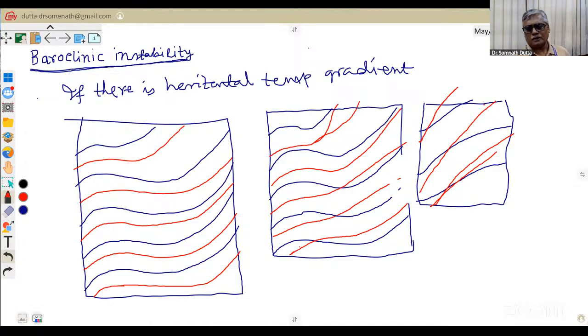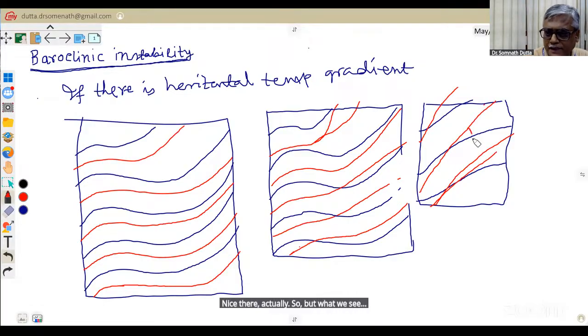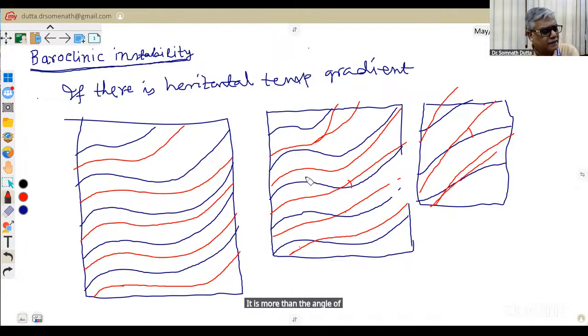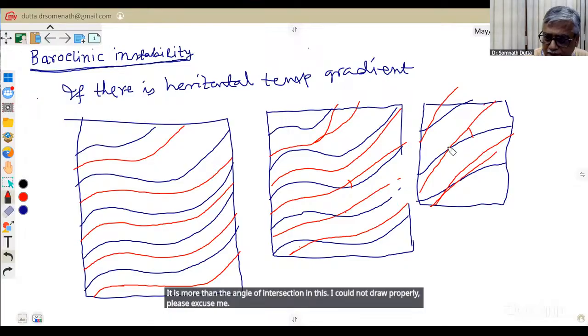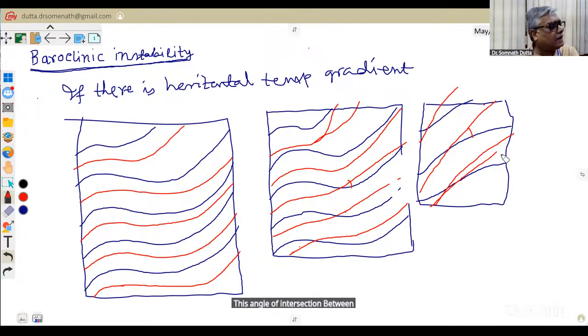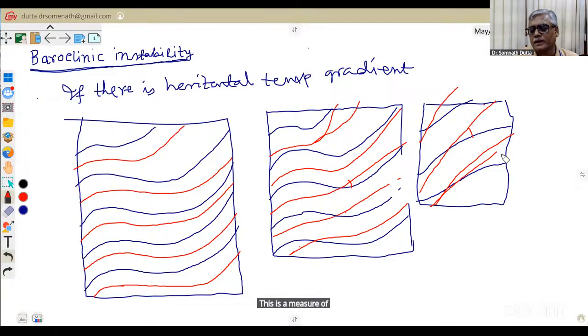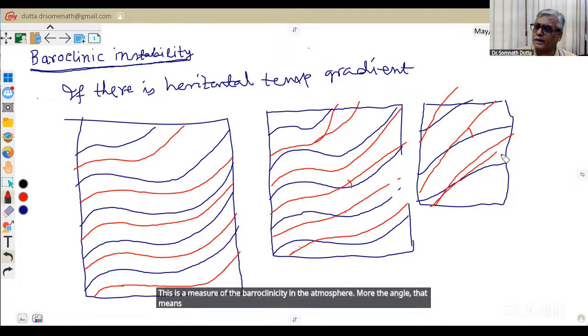Right there actually. But what we see is that the angles of intersection are not the same. The angle of intersection in this case is more than the angle of intersection in this. I could not draw properly, please excuse me. This angle of intersection between the isolines of the temperature and the isolines of the height field is a measure of the baroclinicity in the atmosphere. The greater the angle, the greater the baroclinicity.